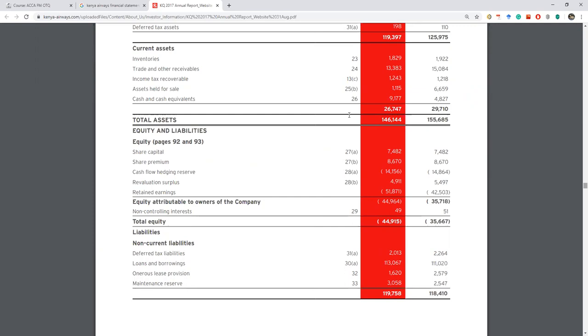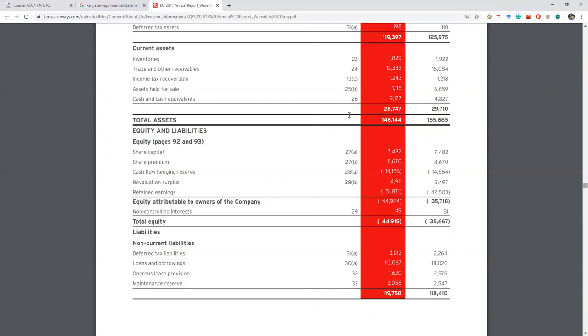This firm has more liabilities than assets. In that case, therefore, you cannot pay any dividend. Now let's check. We see that even though the company is making losses, you can pay yourself a dividend from the previous year's earnings.